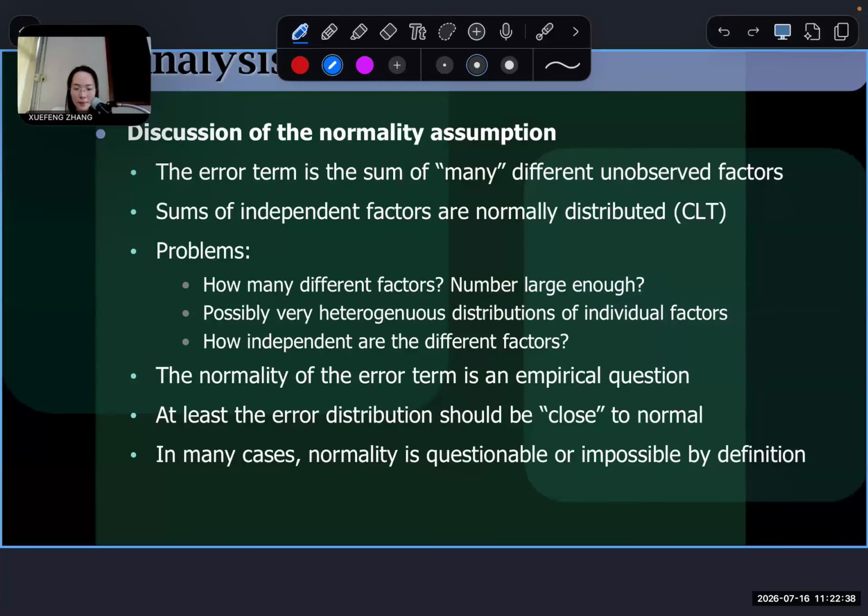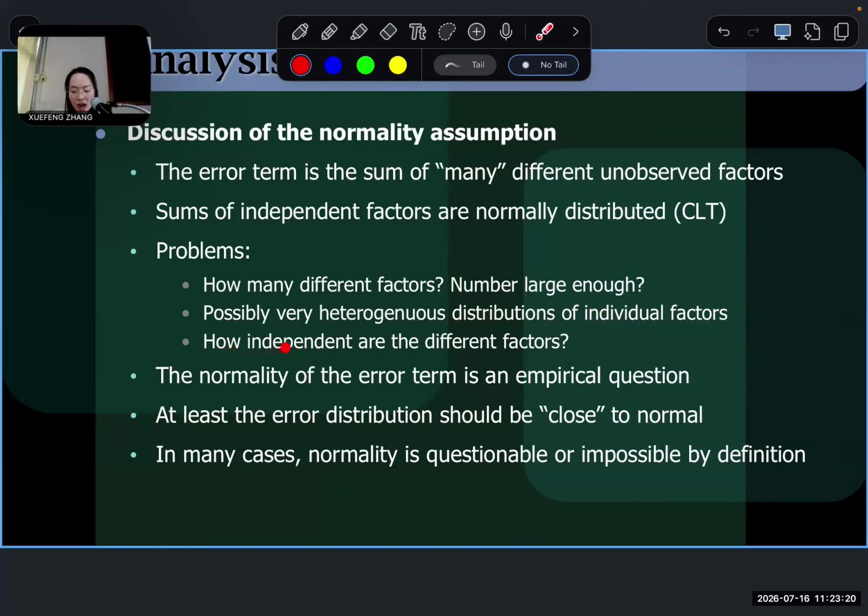The second one: are those factors similar enough? Heterogeneous here, meaning possibly a very heterogeneous distribution of individual factors. This means the Central Limit Theorem assumes the individual pieces aren't widely different from each other in behavior, but real unobserved factors could be very different in nature and size.